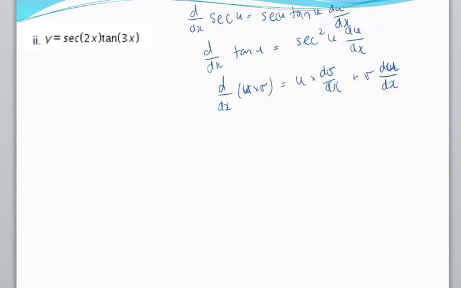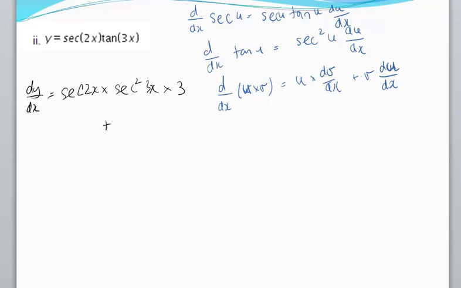So working through this, we differentiate dy on dx. Here we're going to start with our u, so sec of 2x, and multiply it by our v, differentiated. So tan of 3x becomes sec squared 3x multiplied by du on dx. u is equal to 3x, so that will become 3.